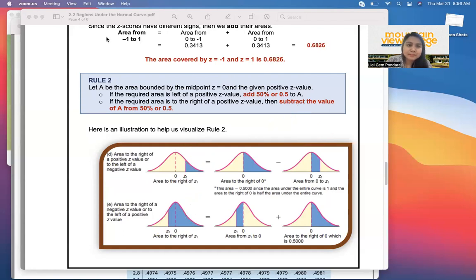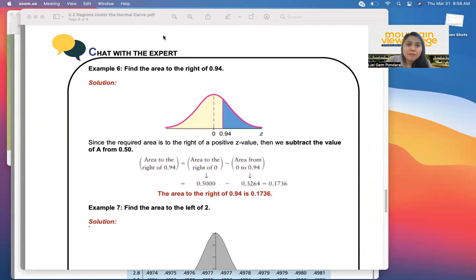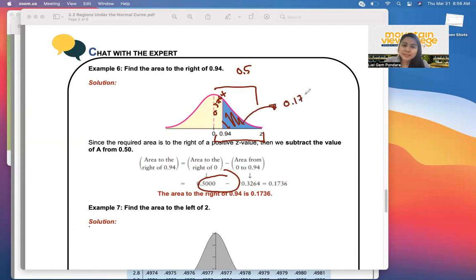Example. Find the area to the right of 0.94. If we see, to the right of 0.94 is the leftover of the right half, which is 0.5, and this is just the leftover. So what do you need to do? Find the area from 0 to 0.94. That will be 0.3264. Since we're only looking for the leftover of the half, then subtract it from 0.5. This one will take the area 0.1736. Any questions?